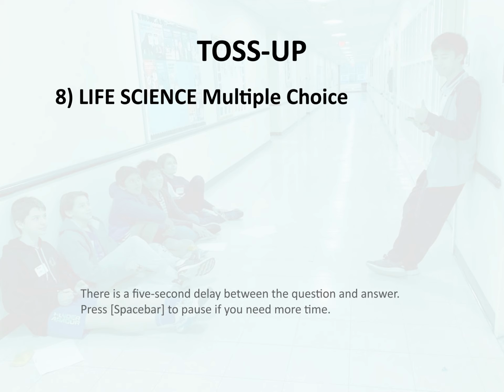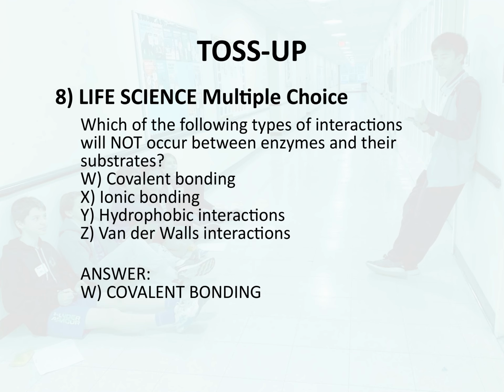Toss-up 8. Life science. Multiple choice. Which of the following types of interactions will not occur between enzymes and their substrates? W. Covalent bonding. X. Ionic bonding. Y. Hydrophobic interactions. Z. Van der Waals interactions. Answer. W. Covalent bonding.